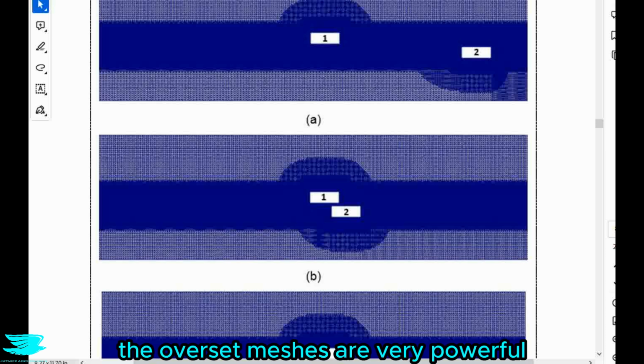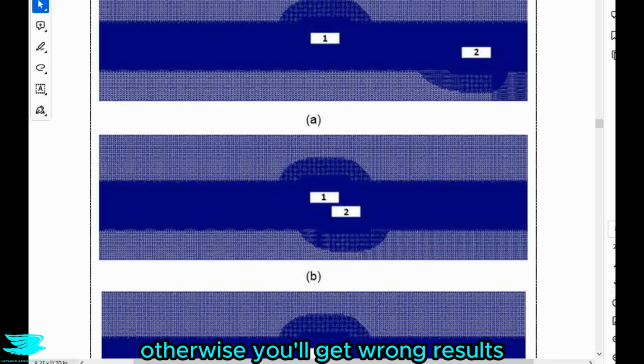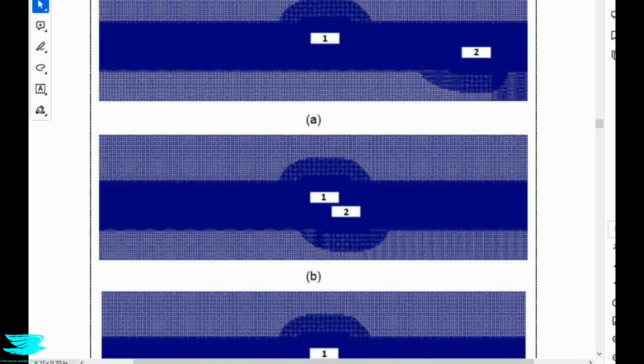So the overset meshes are very powerful and allow you to do some really cool things, but you have to do it right, otherwise you'll get wrong results, and it's very likely that the CFD will actually diverge as well. So that's quite an interesting point that you need to make these meshes very fine to get the CFD to converge.